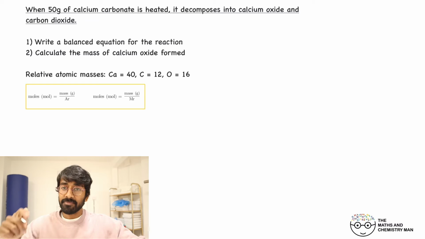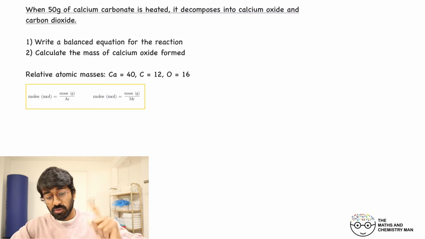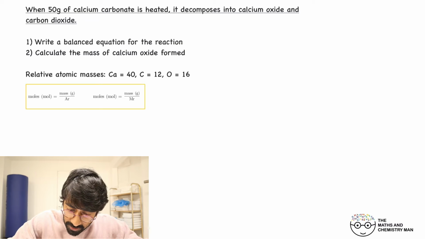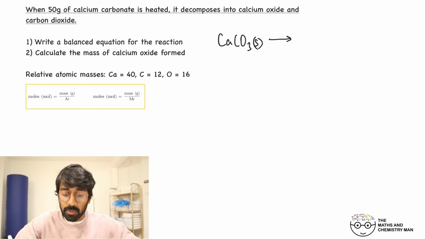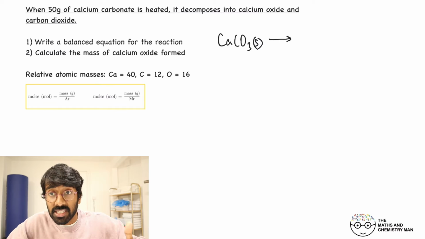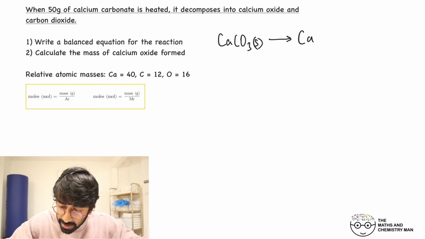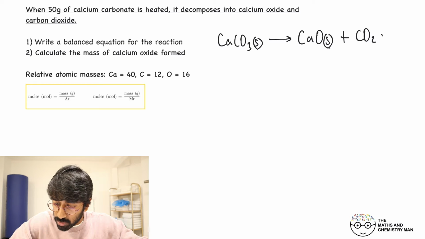Right, time's up. Let's get going. Step number one then, what do we need to do? We need to find a balanced equation for this reaction. So we're starting with calcium carbonate, that's CaCO3, and that's a solid, right? And then what are we doing? We're heating it and it's decomposing. What's it decomposing into? It's decomposing into calcium oxide, which is CaO, that's also a solid, and carbon dioxide, that's CO2, and that's a gas.